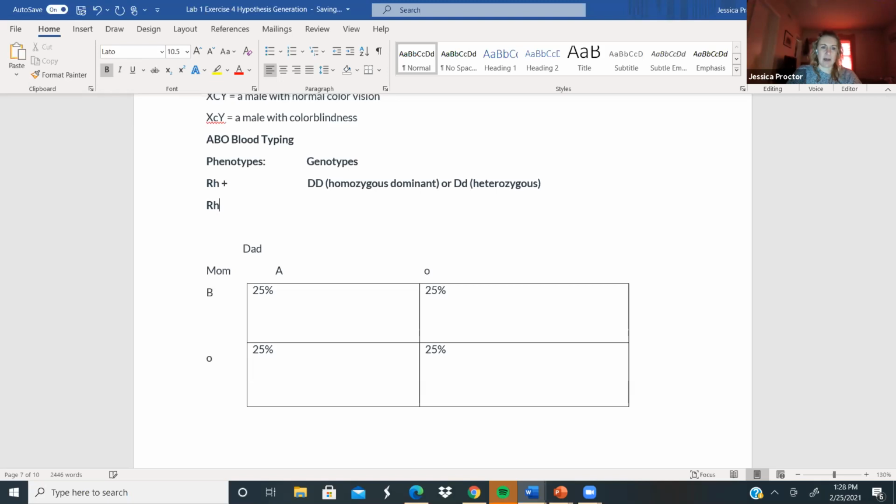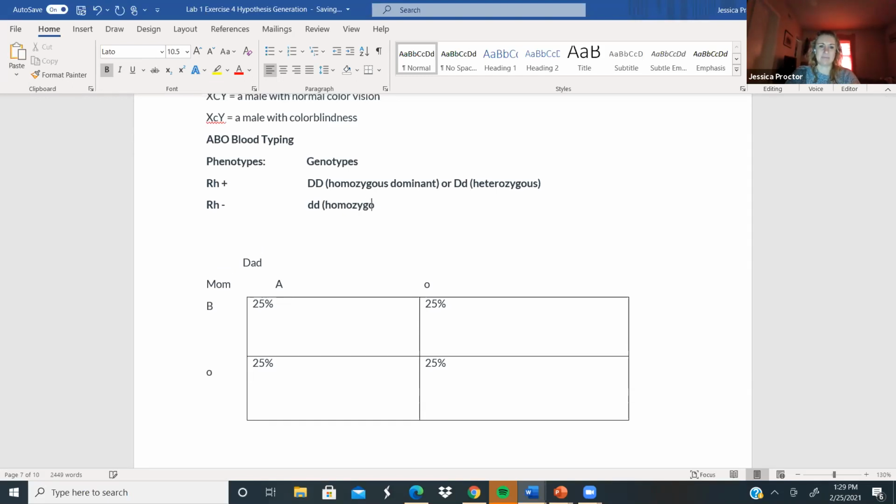Okay, and then the only other possibility is Rh negative. So if you have Rh negative blood, that's the recessive phenotype. So the only way you could have the recessive phenotype, you would have to be homozygous recessive. You would need a recessive allele from both mom and dad.